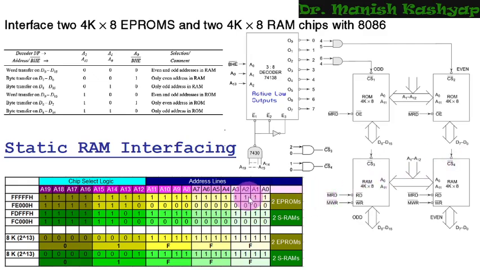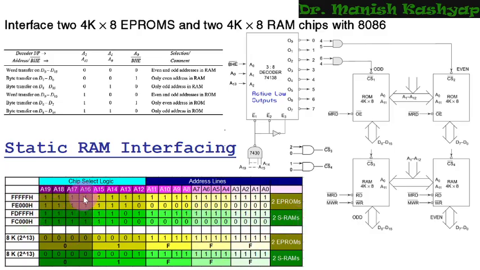So from A0 to A12, you can see that these lines are busy for address. For the chip select logic, you have pins from A13 to A19, right? So neglect this particular portion here. This was used for calculating these addresses. Now focus on this particular portion.